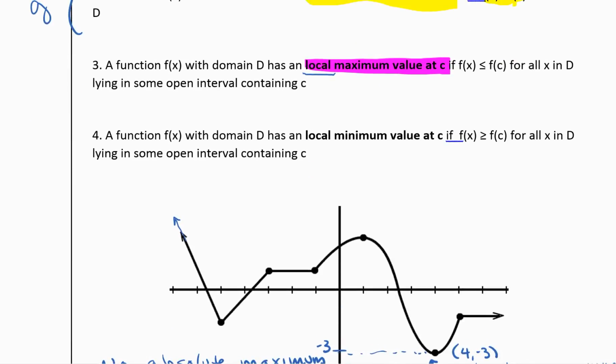And this just means if f of x is less than or equal to f of c for all x in D lying in some open interval containing c. And you can kind of think of this as being nearby c. So we call it a local maximum if nearby it's the highest point. So down here with our graph, these are going to be kind of the top of a hill. So this would be a local maximum.